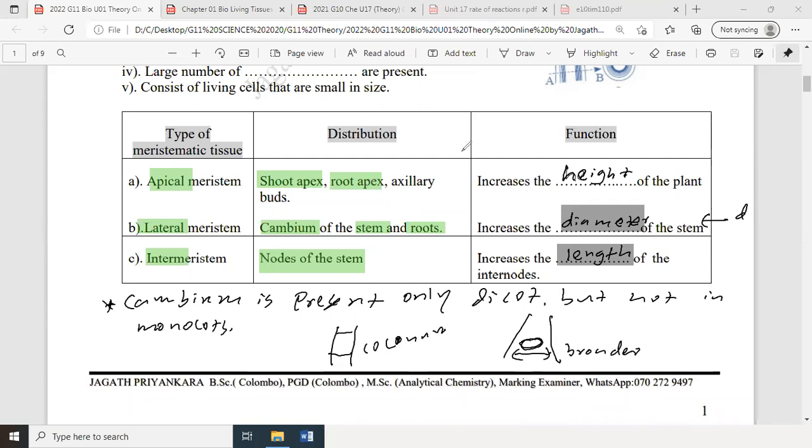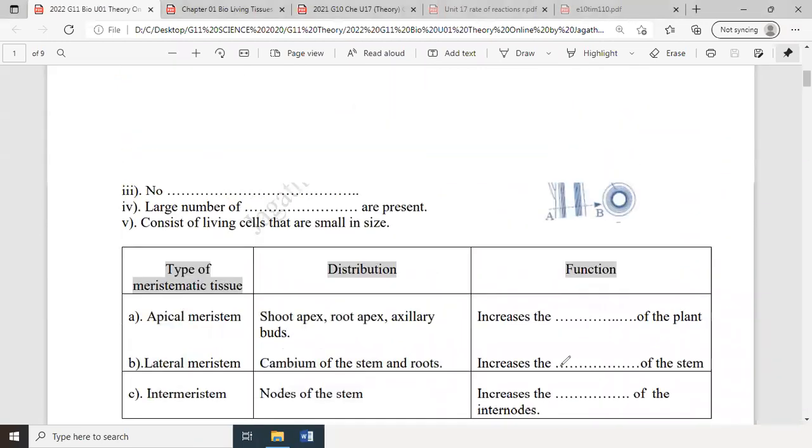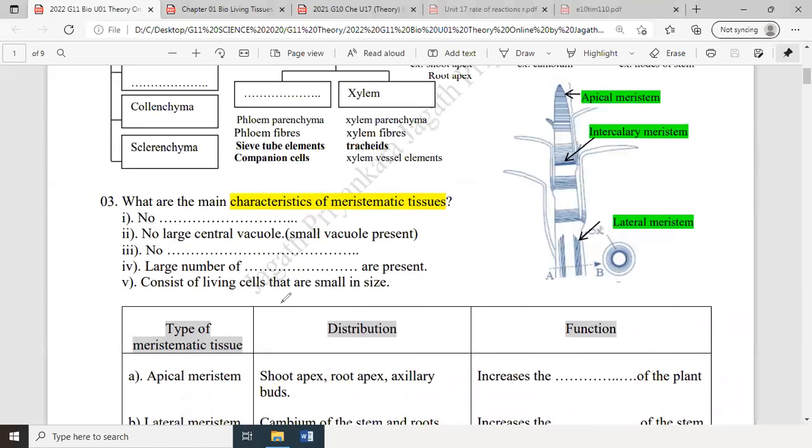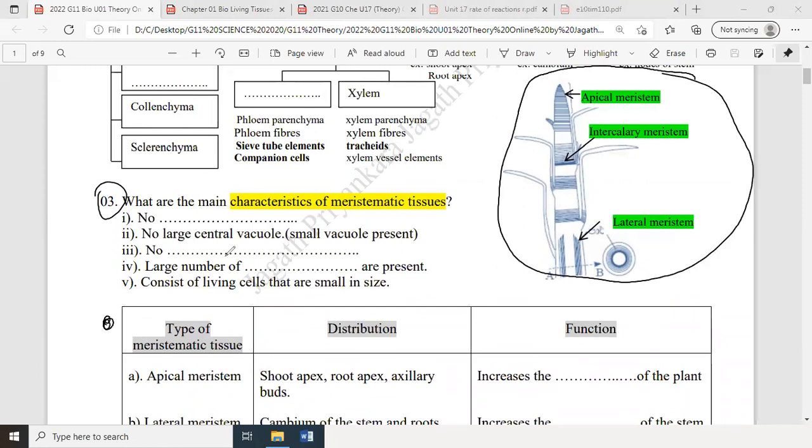So that is the summary of the meristematic tissues. The characteristics of meristematic tissues I have given above this table. That, part number 3, I'll discuss next day. Then that part is over. This diagram also represents meristematic tissues. The table shows the location and the function. I have given in the flow diagram where meristematic tissue exists in the entire classification of plant tissues.